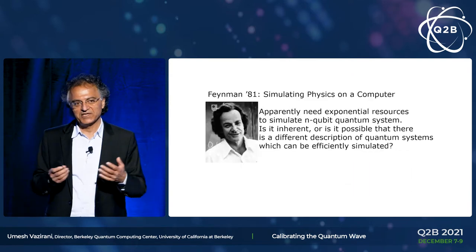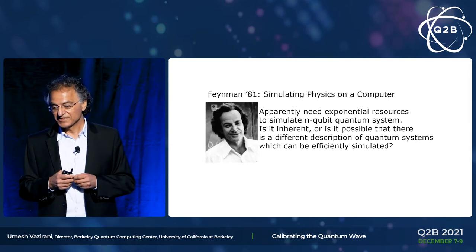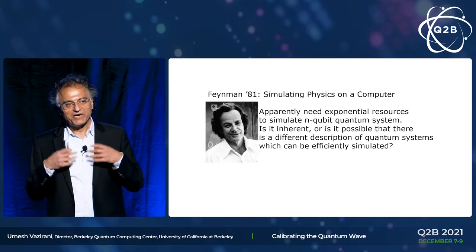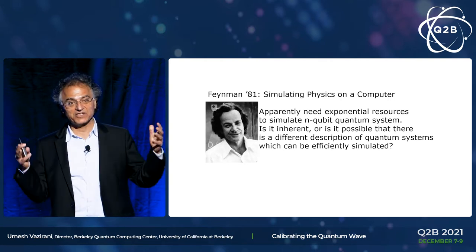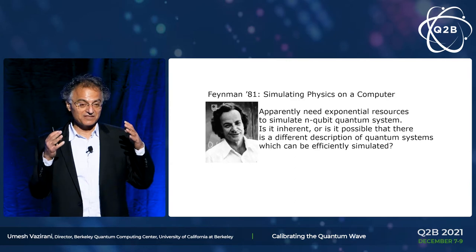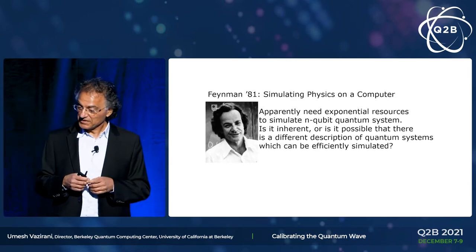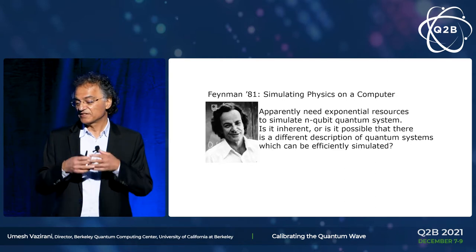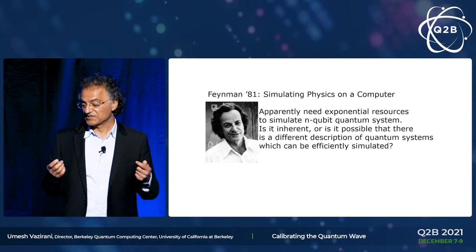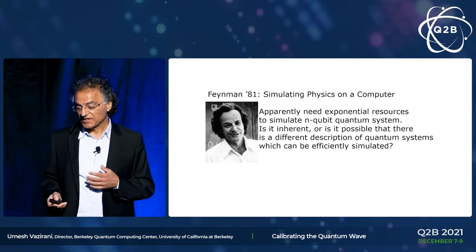This is what, of course, Feynman was referring to in his famous paper from 1981, where he said, apparently, if we want to simulate quantum mechanics, we need these exponential resources. This is the quantum simulation problem that quantum computers can do. And he asks, is this inherent, or is it possible that there's a different description of quantum systems that can be efficiently simulated? So we know the answer to that.